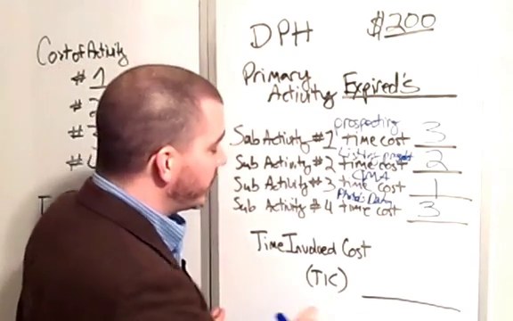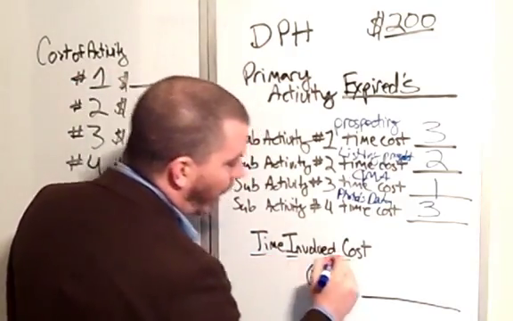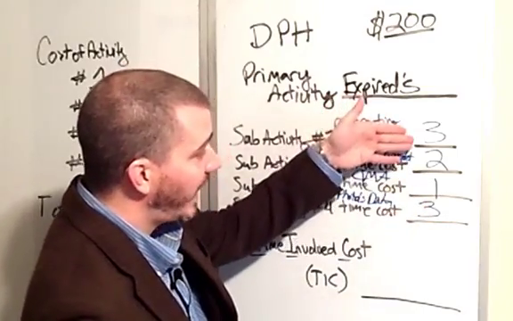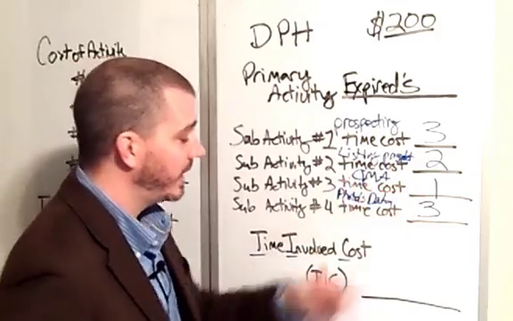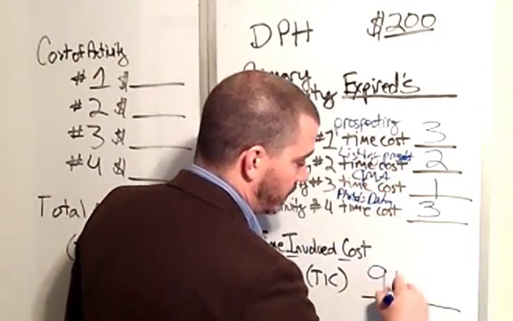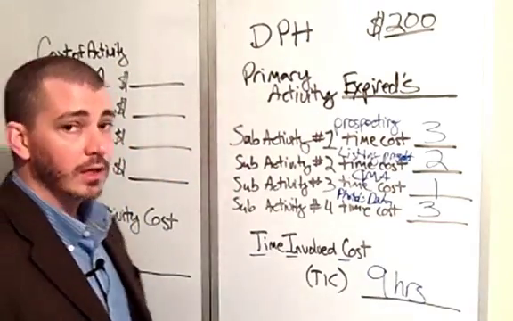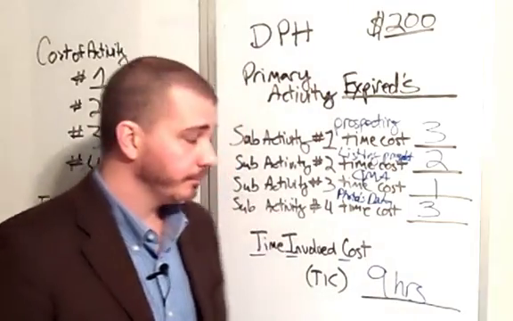So what is your TIC, your time invested cost on this activity? Well, you have 5 hours and 6 hours, 9 hours. 9 hours of time invested into taking one expired listing, okay?